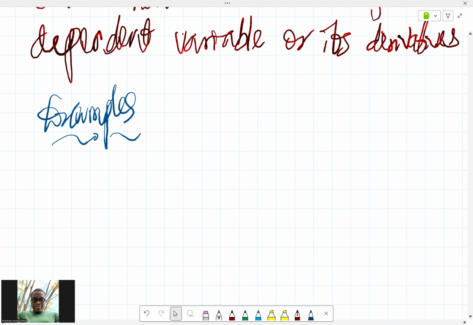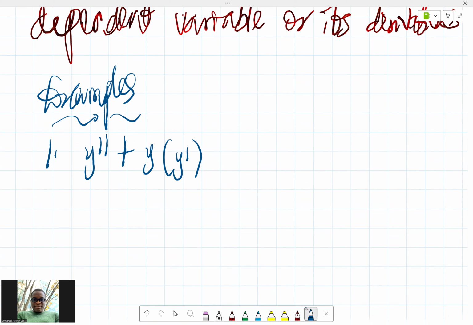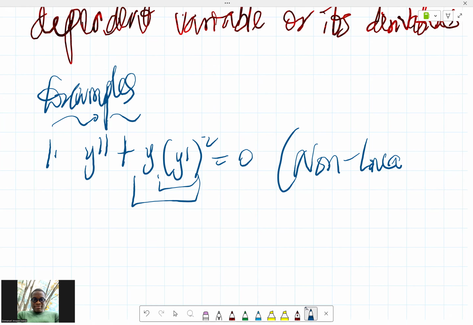Example number one: you have y prime prime plus y times y prime squared, equal to 0. First of all, y prime raised to power 2 makes it non-linear. Second, y times y prime is also non-linear. So this is non-linear at two levels: the fact that y prime is raised to power 2, and the fact that even if y prime was not raised to power 2, y prime multiplied by y is again non-linear. Very important to pay attention to that.